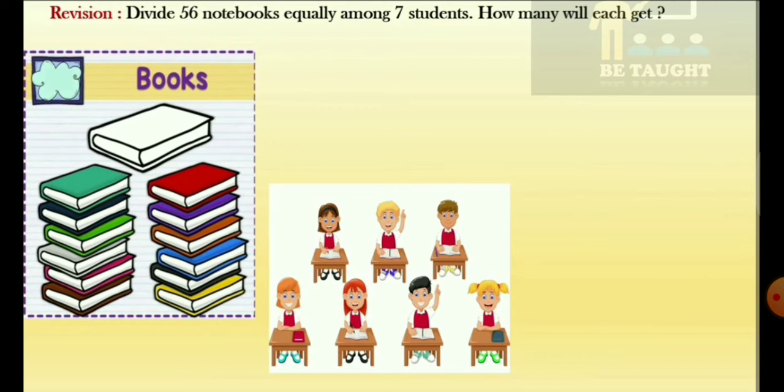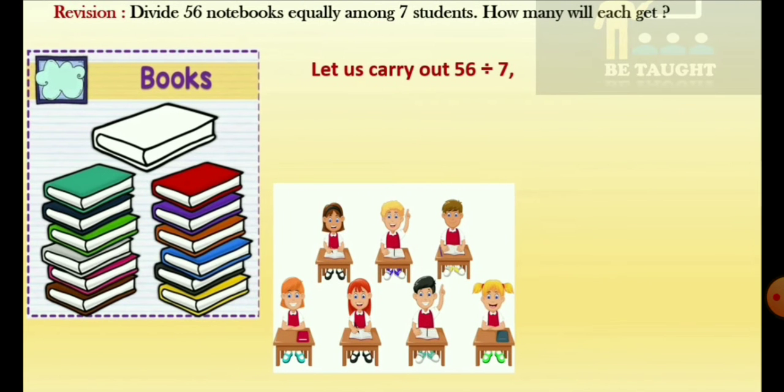Divide 56 notebooks equally among 7 students. How many will each get? Now there are 56 notebooks and there are 7 students. So how many books will one student get? Okay, so for that we will carry out 56 divided by 7.